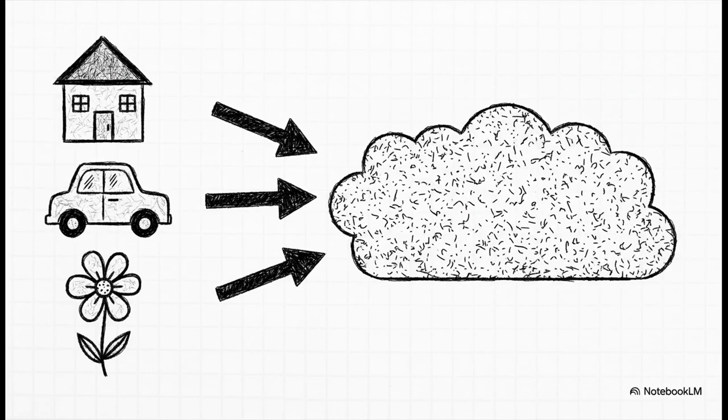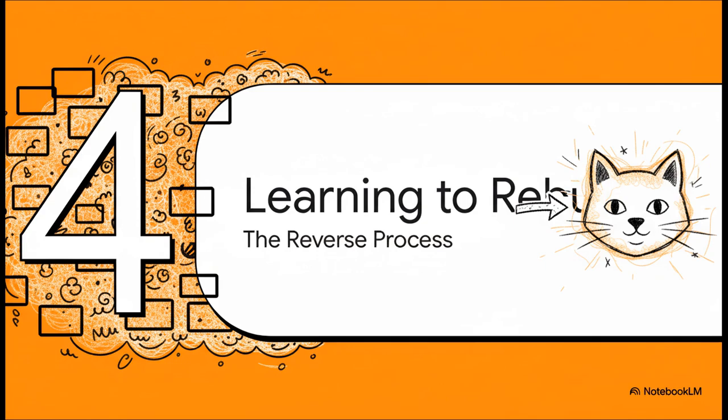Where does this path of destruction lead? Well, it leads to a very simple, very predictable destination: a cloud of pure, structureless static, what we call Gaussian noise. And this is the crucial part, you guys. No matter how complex that starting image was, a face, a galaxy, anything, the end point is always the same simple, random pattern.